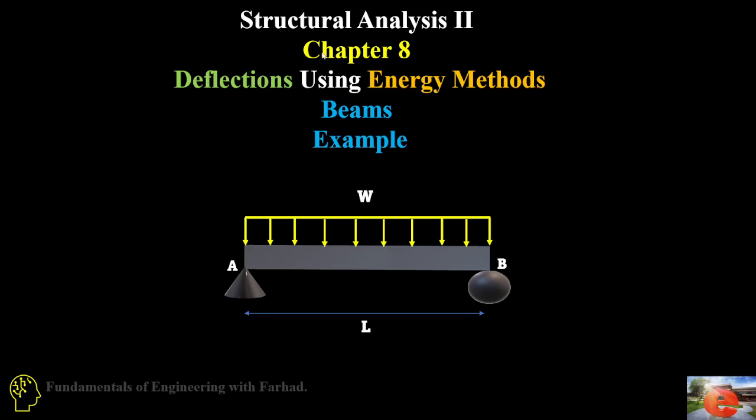Structural Analysis 2, Chapter 8: Deflection Using Energy Methods. So we want to calculate an example beam. Last time we solved a simply supported beam with a distributed load of w, and we already calculated delta maximum with the help of virtual work. This time we want to calculate the angle created at A. Let's approach the problem.